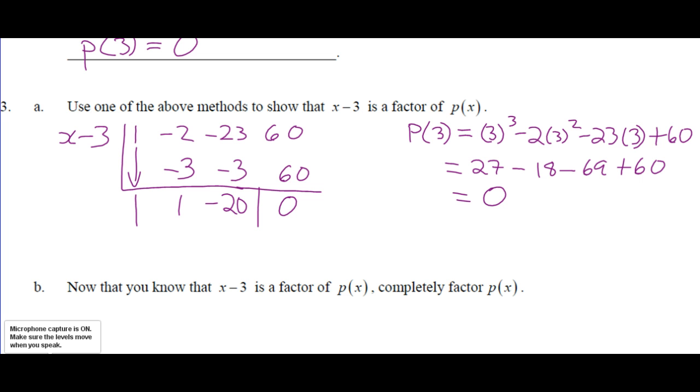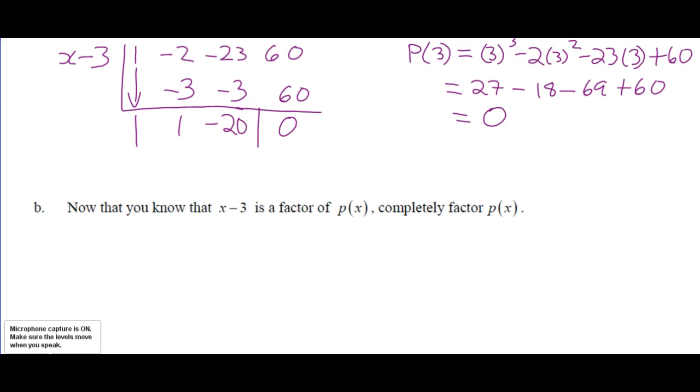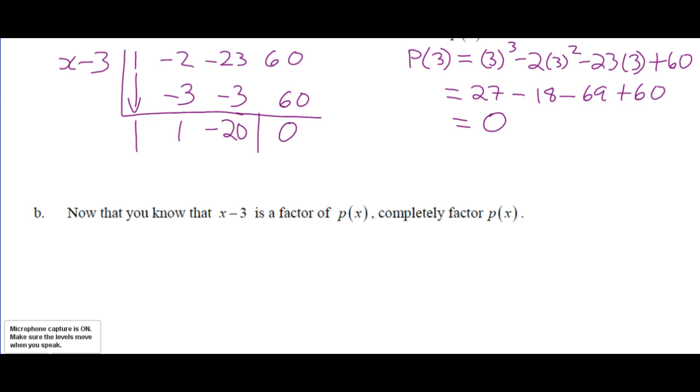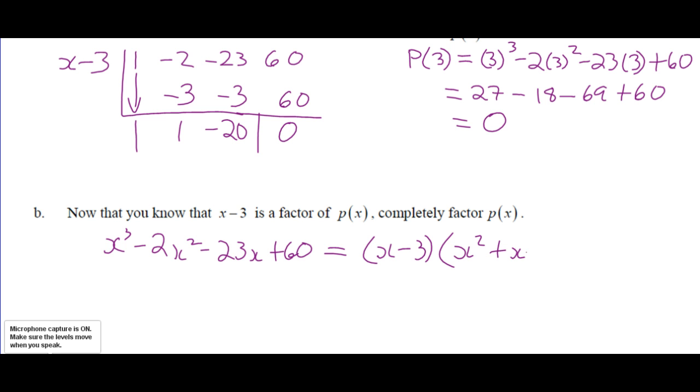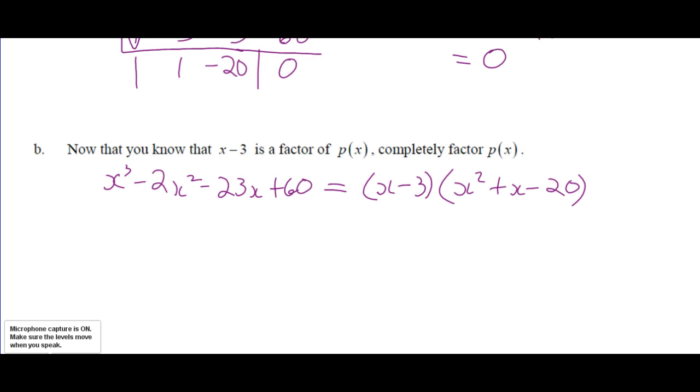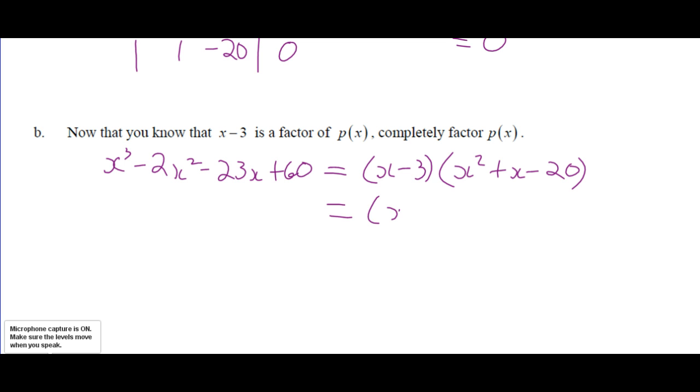Now that you know that x minus 3 is a factor, completely factor it. Okay, so what did we start with? Luckily, I can read it off of here, right? So x cubed minus 2x squared minus 23x plus 60 is equal to. So I know x minus 3 is a factor. And I know that the remaining factor has got to be a degree 1 less, right? So it's x squared plus x minus 20. And that's factorable.